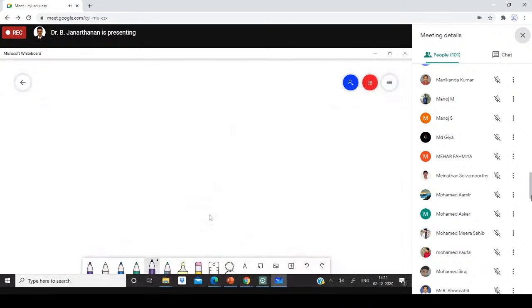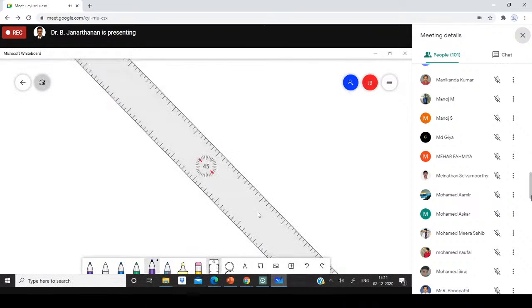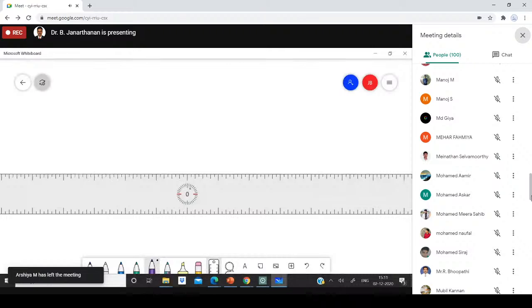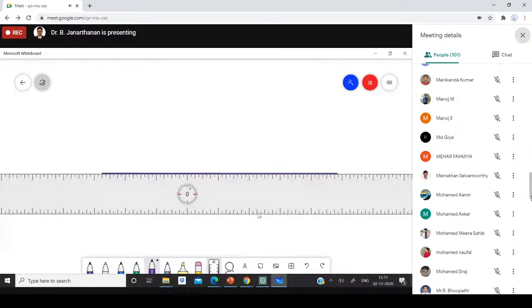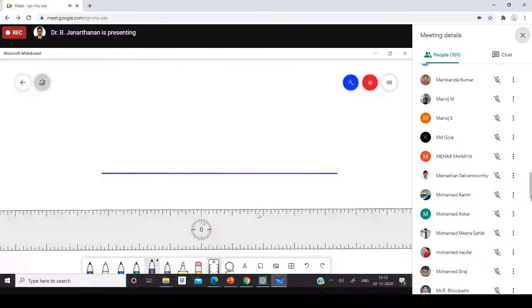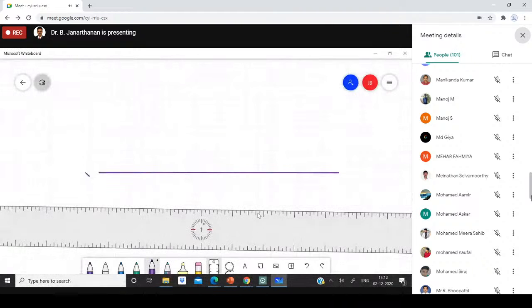If you take the scale, this is available. I can rotate this at any angle. Now if I take the pen and draw a line here, I can draw this XY line. And now with this scale, I can mention this as XY line. You can choose different backgrounds if you want. So this is XY. Then you can use the scale again for drawing this vertical line.